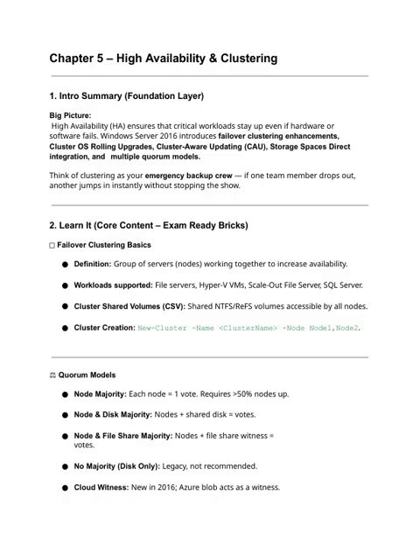Now, let's discuss quorum models, which are essential for cluster health and decision-making. The node majority model assigns one vote per node, and it requires more than half of the nodes to be online for the cluster to function. The node and disk majority model adds a shared disk as an additional vote, providing more stability. Similarly, the node and file share majority uses a file share witness as a tiebreaker, which is especially useful in geographically dispersed clusters.